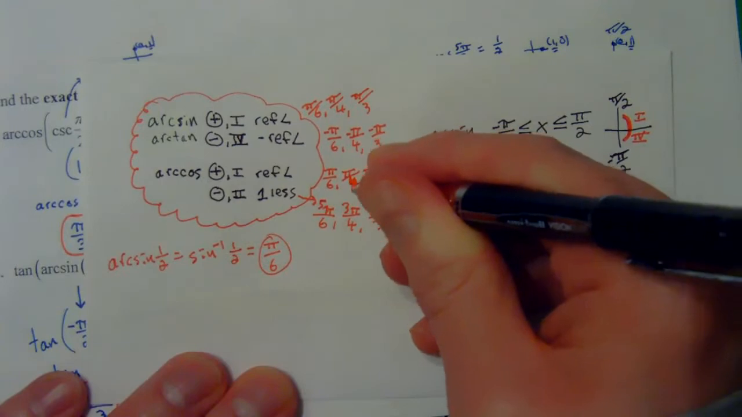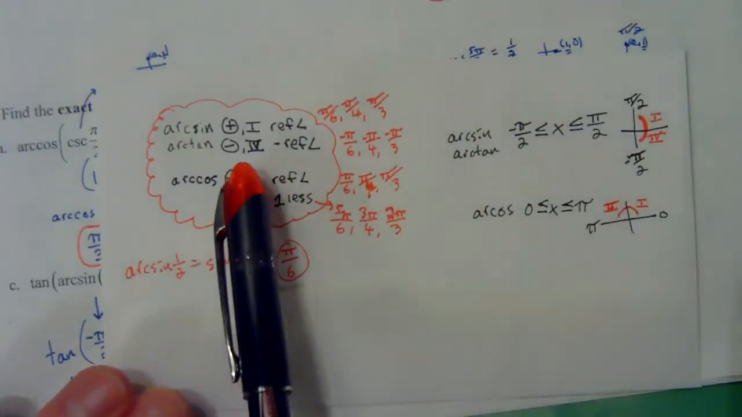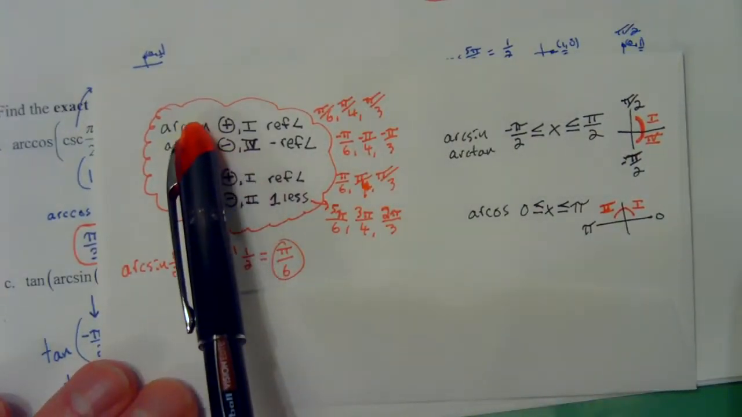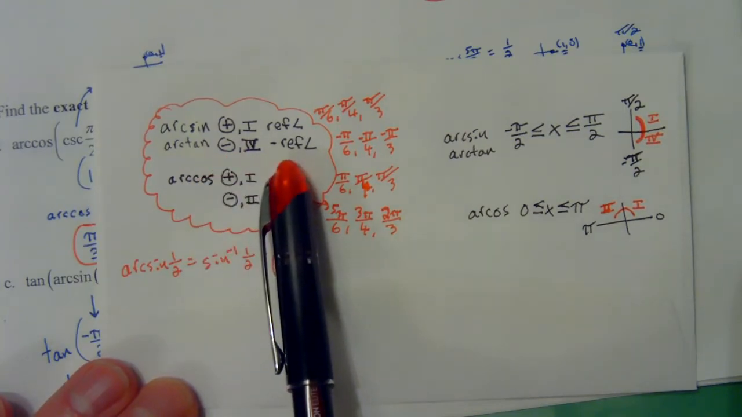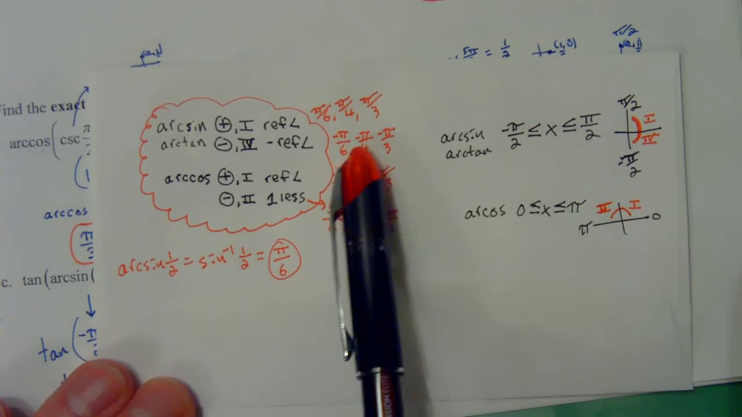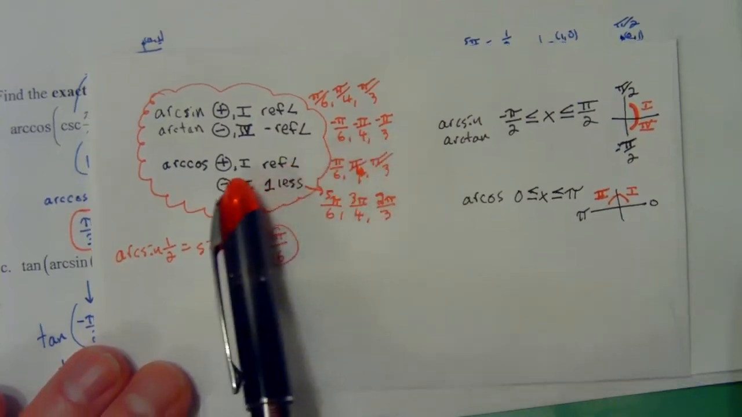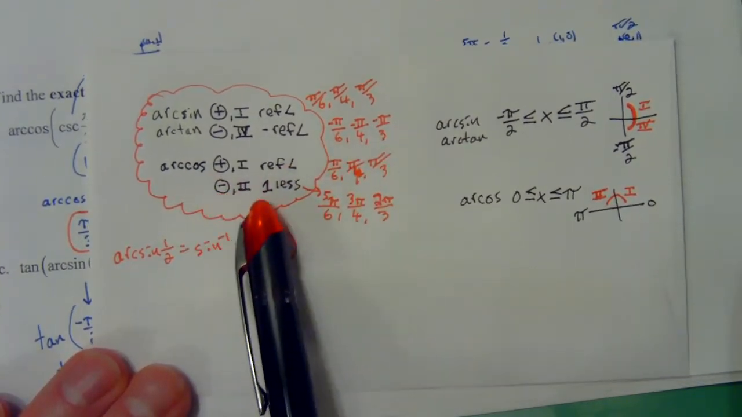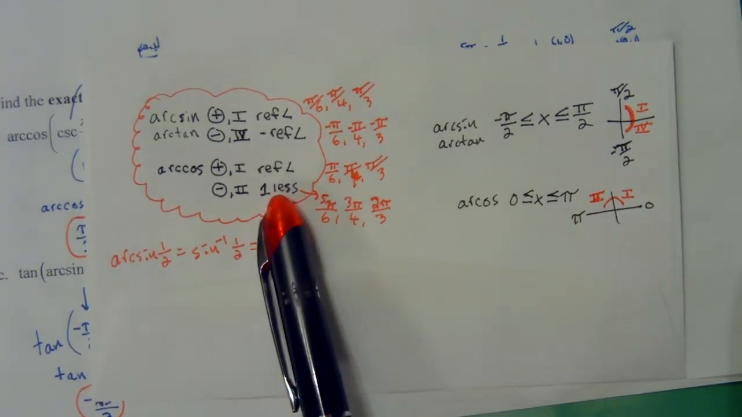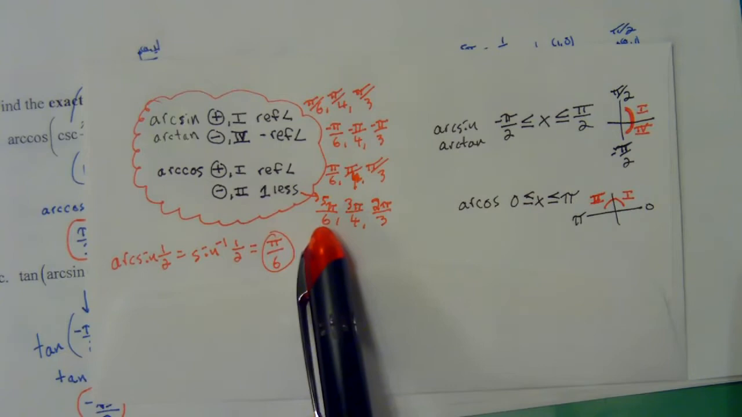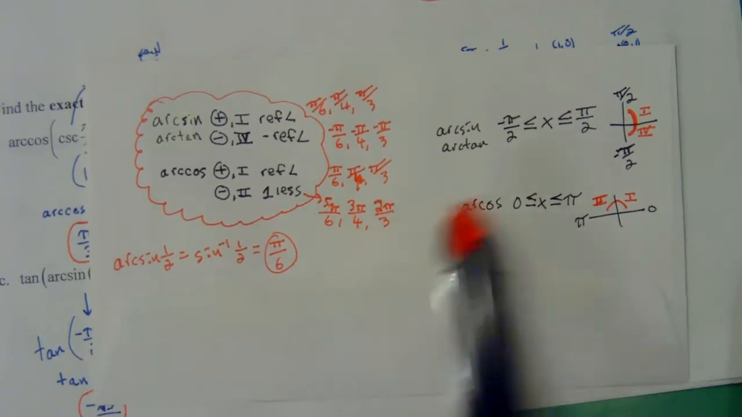And then when you have a negative, when you have an arcsine and arctangent and it's negative, it's as easy as sticking a negative in front of that reference angle. So your answer is always negative pi over 6, negative pi over 4, negative pi over 3. If you have arc cosine that's negative though, you have to give me a quadrant 2 angle. And so it's always going to be one number less on the top. So your answer will always be 5 pi over 6, 3 pi over 4, 2 pi over 3.